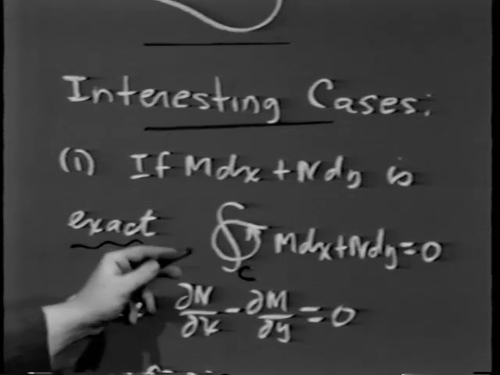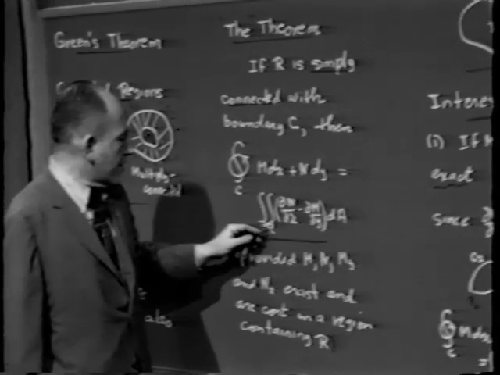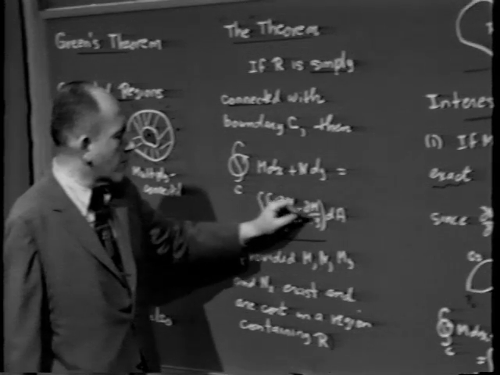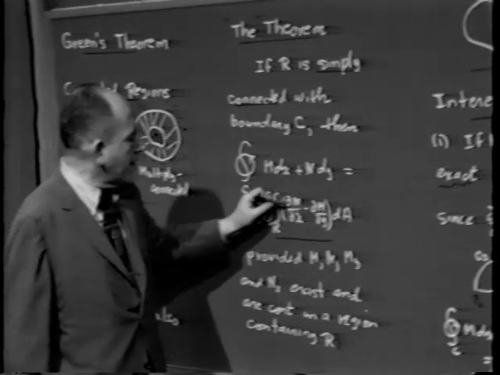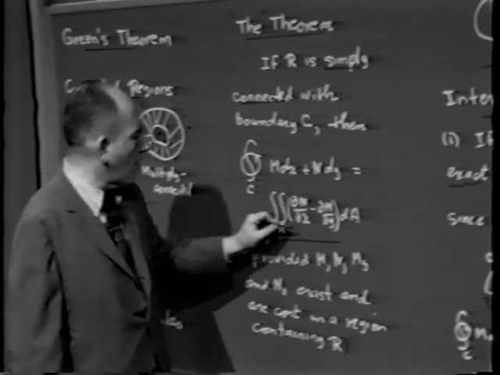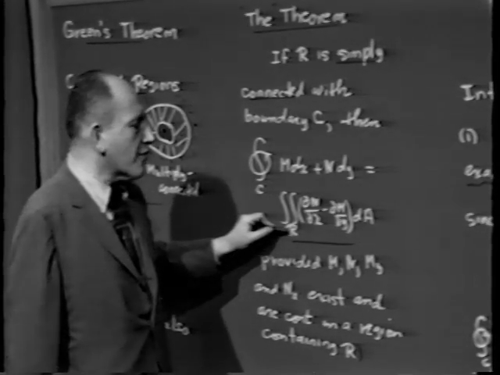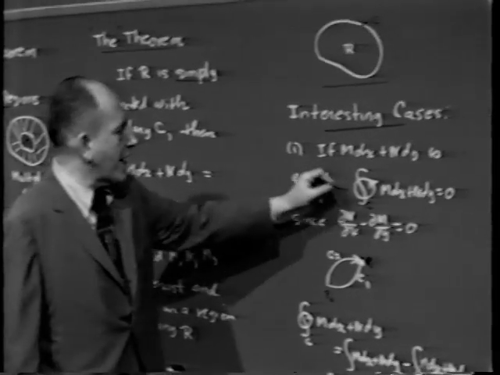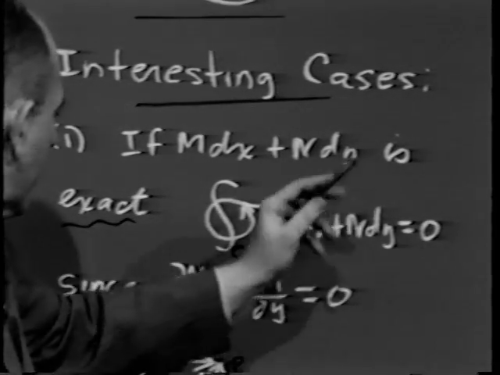And the reason for this, you see, is that the integral around the closed curve by Green's theorem is just a double integral, partial n with respect to x minus partial m with respect to y. And if m dx plus n dy is exact, then these two terms are equal so that their difference is identically 0. And to integrate 0 dA over any region R, of course, is just 0 itself. In other words, then, if m dx plus n dy is exact, the integral around any closed curve is 0.